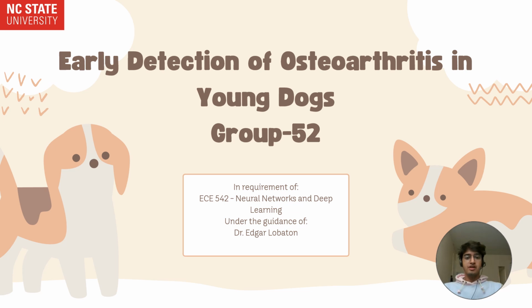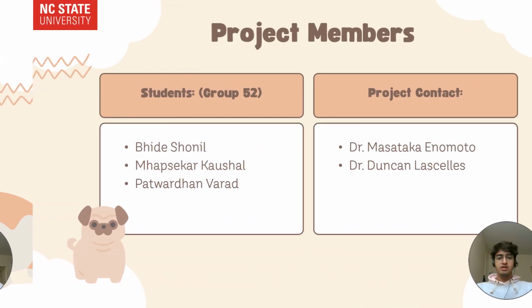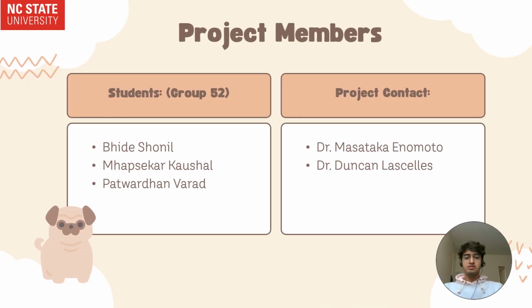Hello everyone, I'm making this presentation for ECE 542 Neural Networks and Deep Learning. Project is Early Detection of Osteoarthritis in Young Dogs and our group number is Group 52. The project members are Shonil Bhide, myself, that is Kaushal Mapsekar, and Varat Patwardhan.